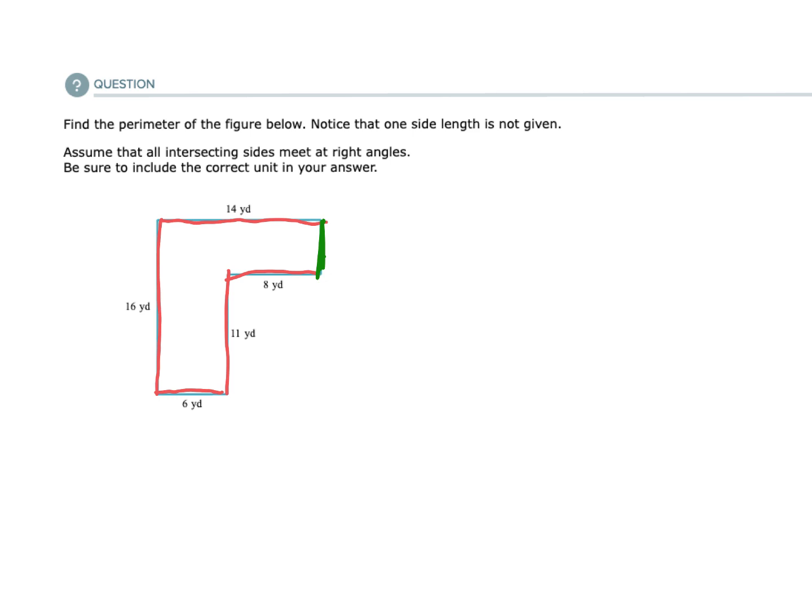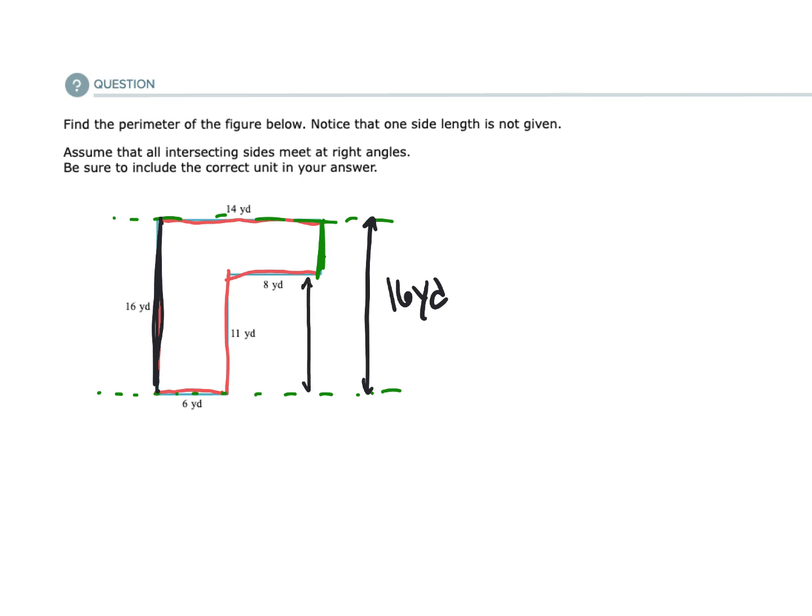So if you think about it, if I just extend these lines infinitely long, I know that from this top line to this bottom line is 16 yards. And I know that because the distance is the same as this side over here. I also know from here to here is 11 yards, because again, that's the same size as this guy right here. So really what we're trying to find when we're trying to find this side is how much more do I have to go from 11 to get 16.